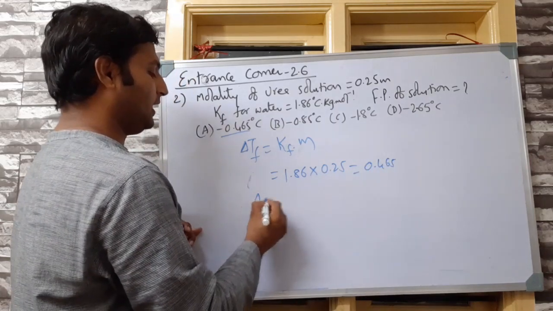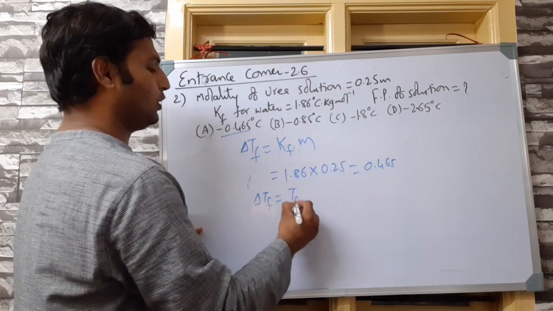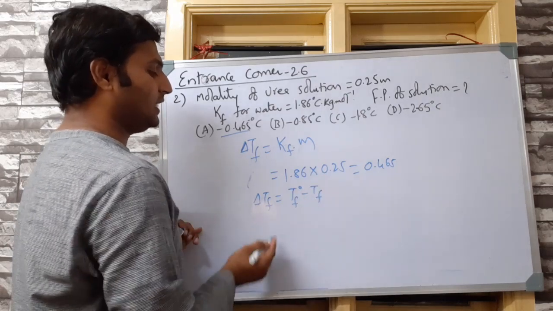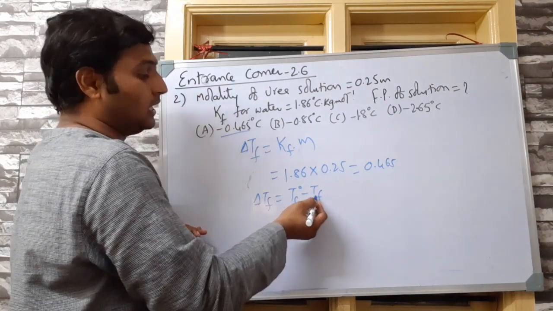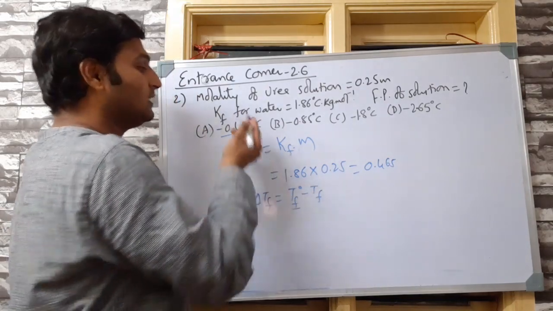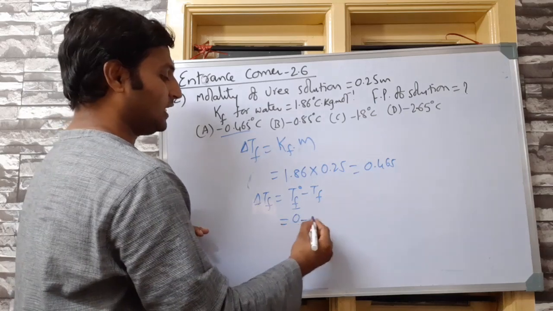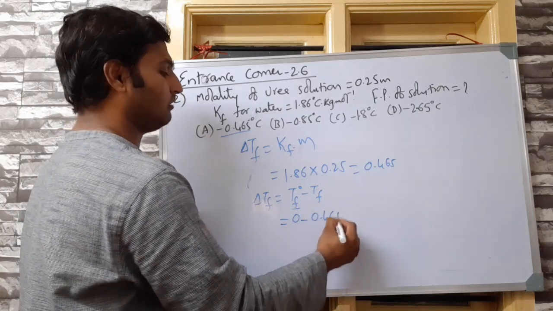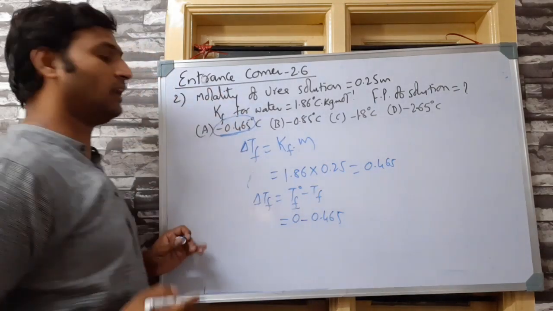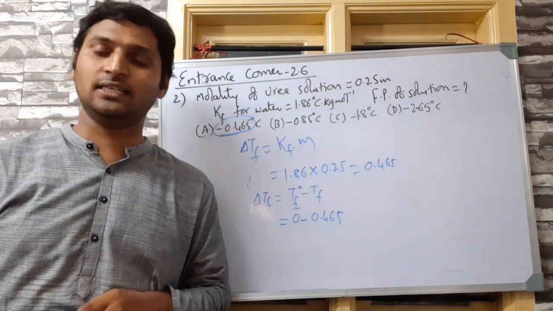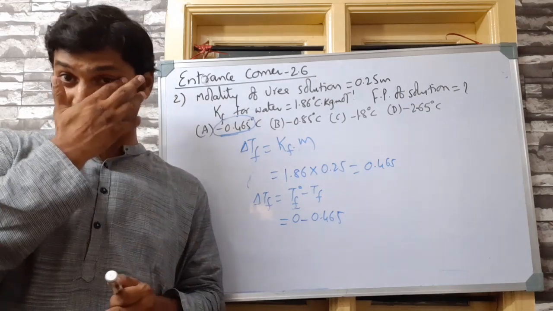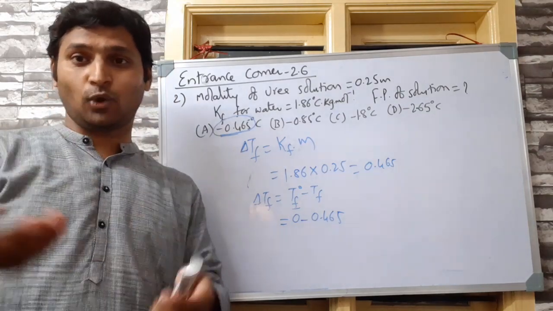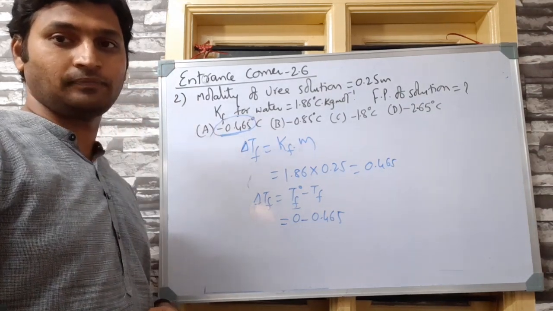And as I was already telling you, delta TF is equal to TF naught minus TF, that is freezing point of pure water minus freezing point of solution. Since it is in degrees Celsius, 0 minus 0.465, which gives you minus 0.465 degrees Celsius. A simple straightforward question. Looking very easy, right? We may have better questions in the next, let us see.